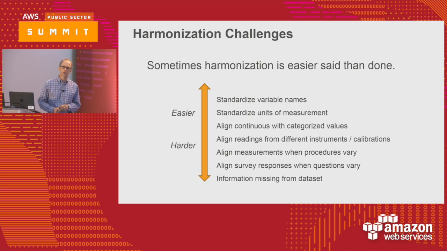Sometimes it's easy, like giving a variable a standard name, and sometimes it's impossible, like when key information fields are missing and can't be imputed. Sometimes it's possible, but you'll lose fidelity of the data, like when you try to align continuous with categorized variables. And sometimes it's possible, but complicated, like when you try to align readings from differently calibrated instruments.